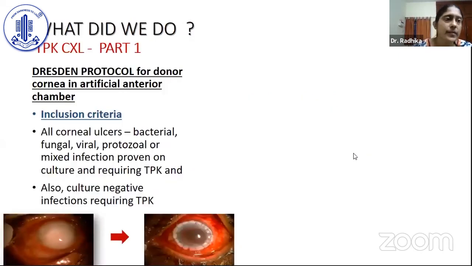So what we actually did was to take the donor cornea before therapeutic PK, and according to the Dresden protocol, do cross-linking on it mounted on an artificial anterior chamber. This was done for severe corneal ulcers, which required therapeutic PK. So basically, the graft was cross-linked just before the treatment.